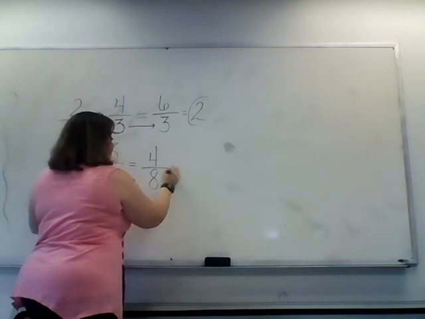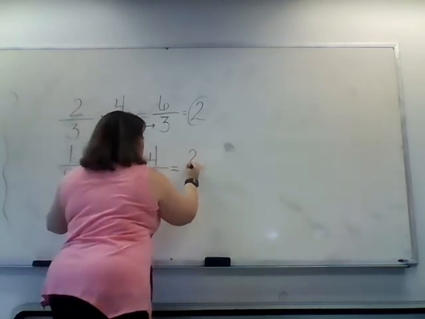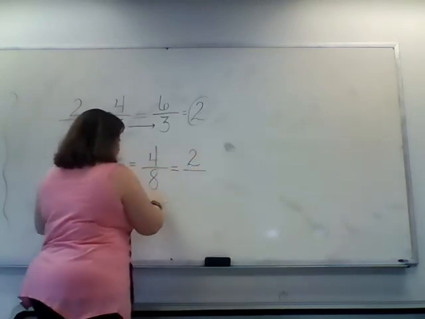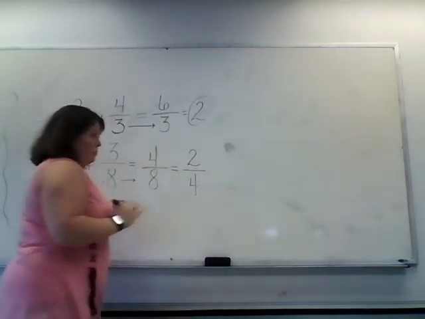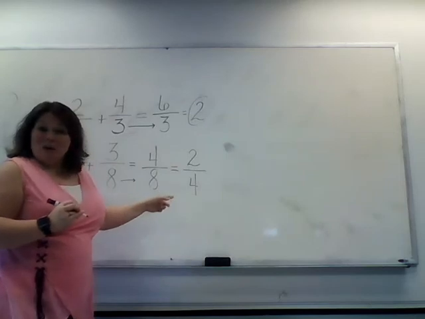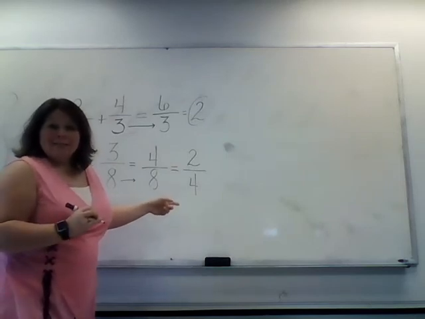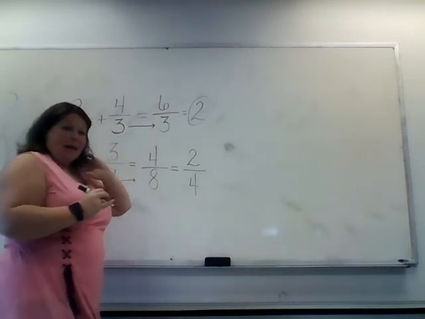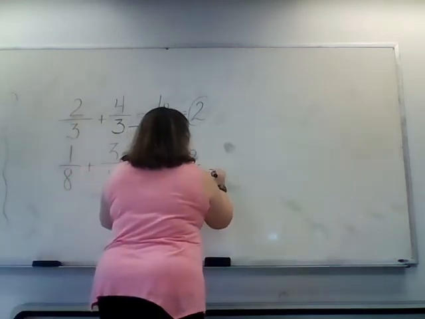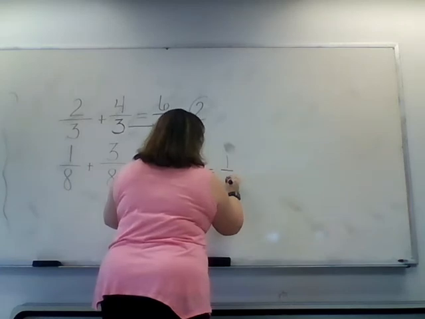So 4 divided by 2 is 2. 8 divided by 2 is 4. But that can still get smaller, can't it? Say yes. So I can still divide this by 2 again, and I end up with 1/2.